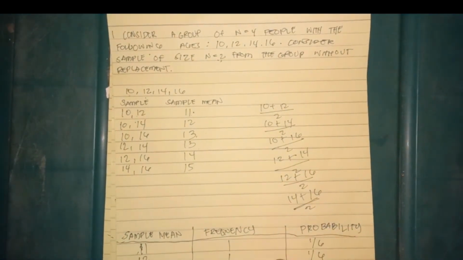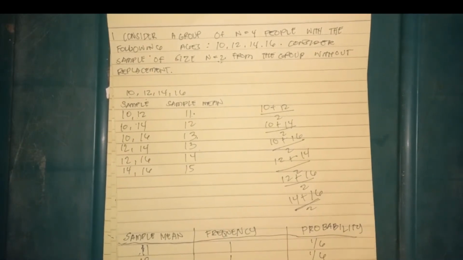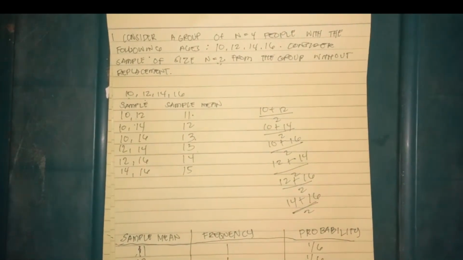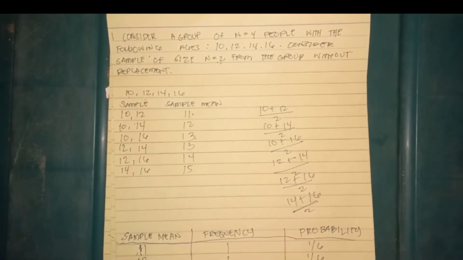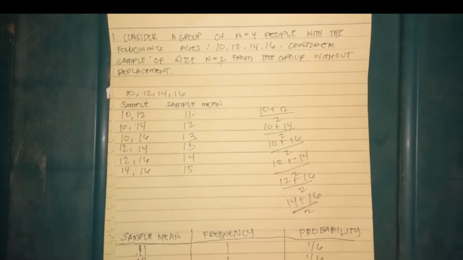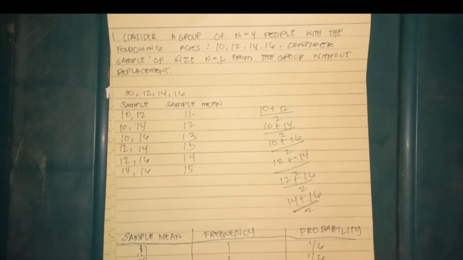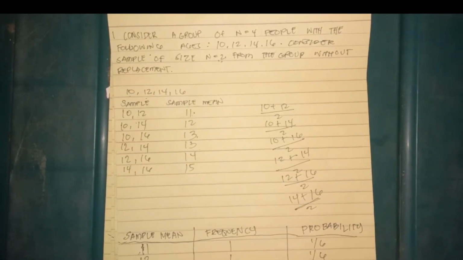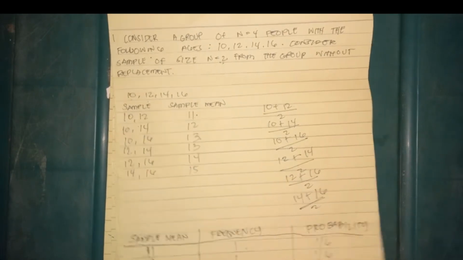Yung frequency niya dalawa. Tapos dito 2 over 6, or pwede naman 1 over 3. Next 14, wala naman siyang kasama, 1 over 6. Yung 15, ganun din. Yan. And dapat ito is total lagi siya sa 1. Ito naman is lagi siyang total sa 6.